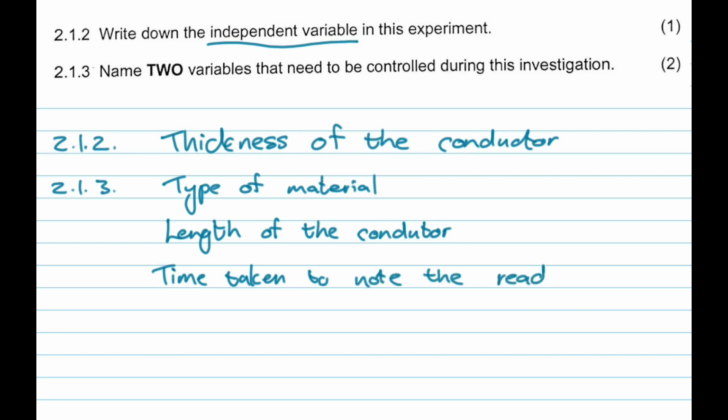or the time taken to note the readings, or you could have said that it was the 2 seconds. There you could be a little bit more specific, which is more than fine. But those are the 3 things that were kept the same during this investigation. So if they talk about 2 variables that need to be controlled, they're looking for the things that were kept the same during the entire investigation.